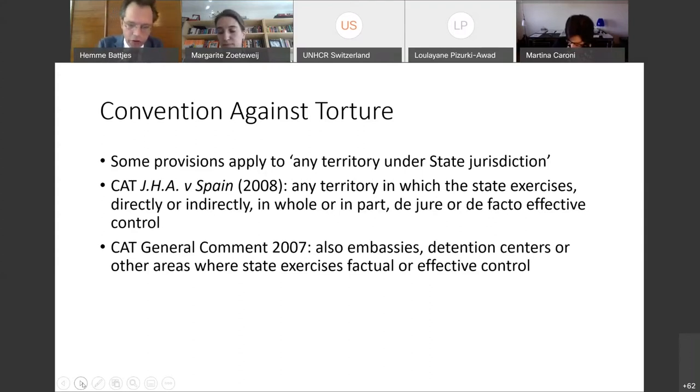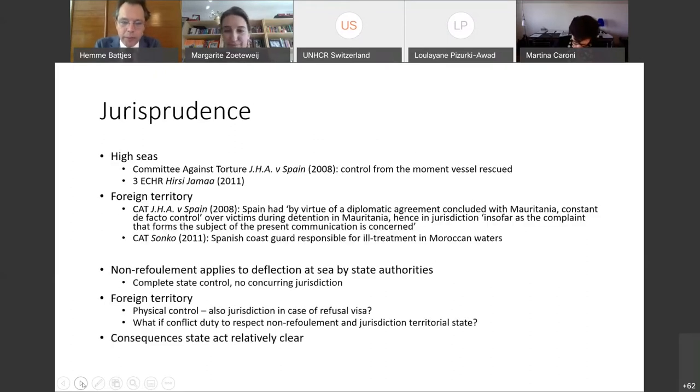Then when we go to jurisprudence, next slide please, there is disappointingly little. But what there is shows that at least on the high seas, the prohibition applies. So this case, JHA versus Spain, concerns the acts of the Spanish Coast Guard, which found a dinghy outside the Canary Islands in international waters and towed them back to Mauritania. And the Committee Against Torture, referring to its general comments, stated that from the moment the Spanish Coast Guard seized control over the vessel, the migrants were within their jurisdiction for the purposes of the Convention Against Torture.